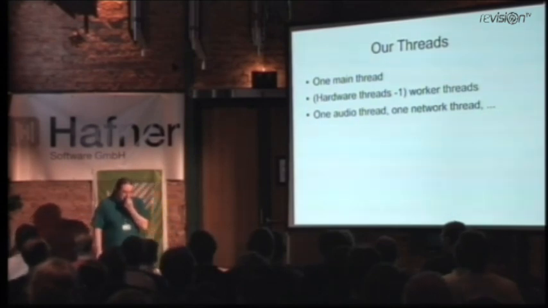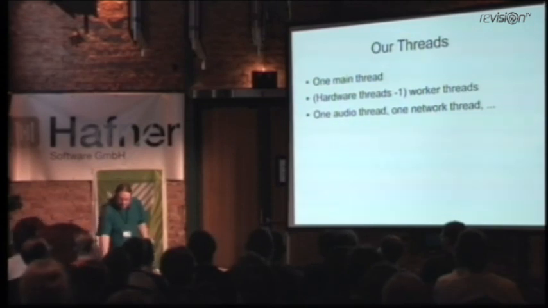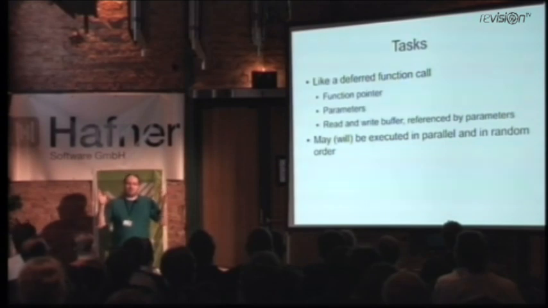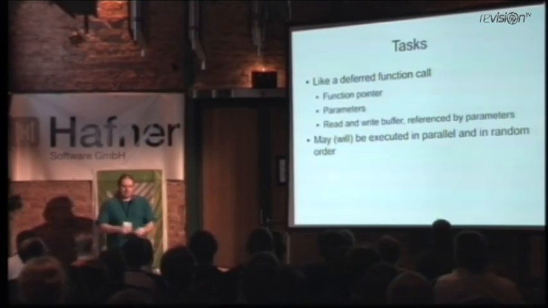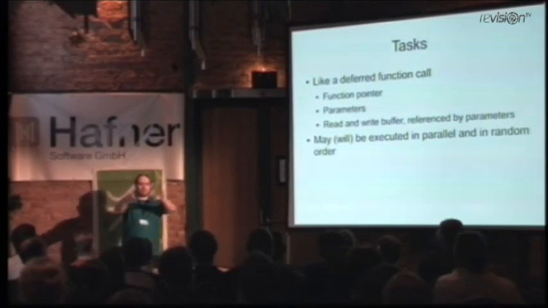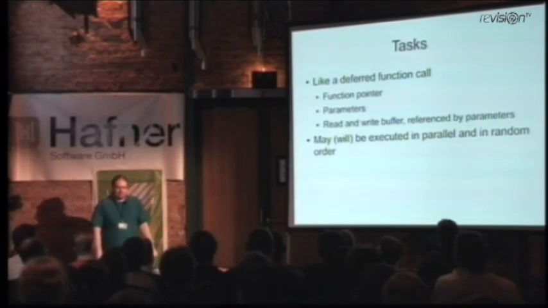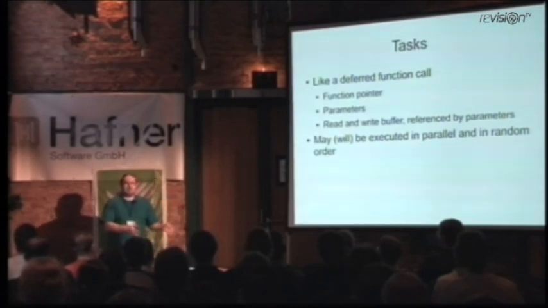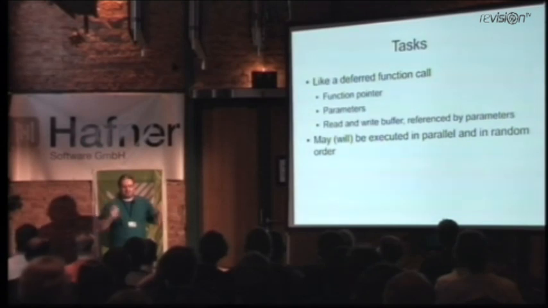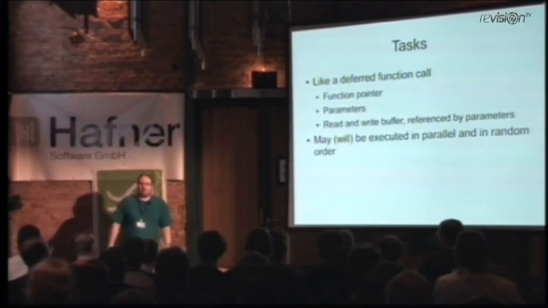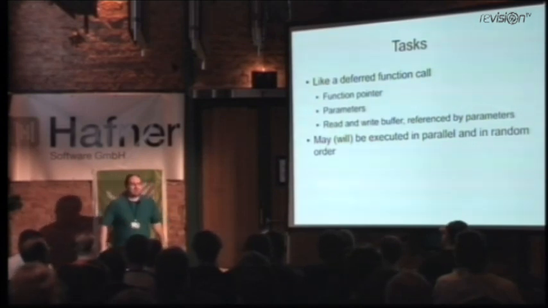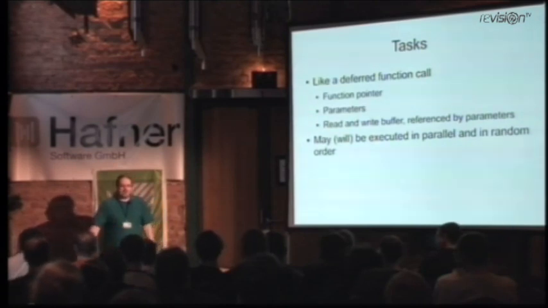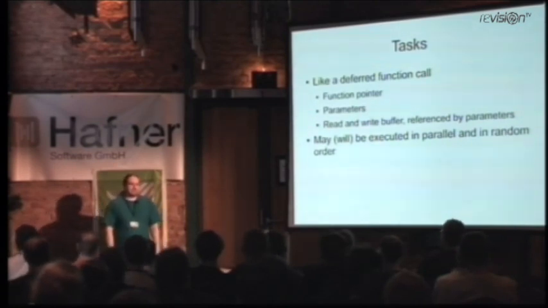So what is a task? Actually, a task is nothing more than a deferred function call. You have a function pointer, we have some parameters, and possibly in these parameters there are pointers to buffers, to memory locations. And all these tasks, we put them in a pot and then hope that our task scheduling engine will execute them all in parallel. And actually that will happen in a random order. And that's the first big problem we have. If we put all our tasks in a big bag and distribute it to all our threads, there's no way of telling in which order these tasks will be executed.